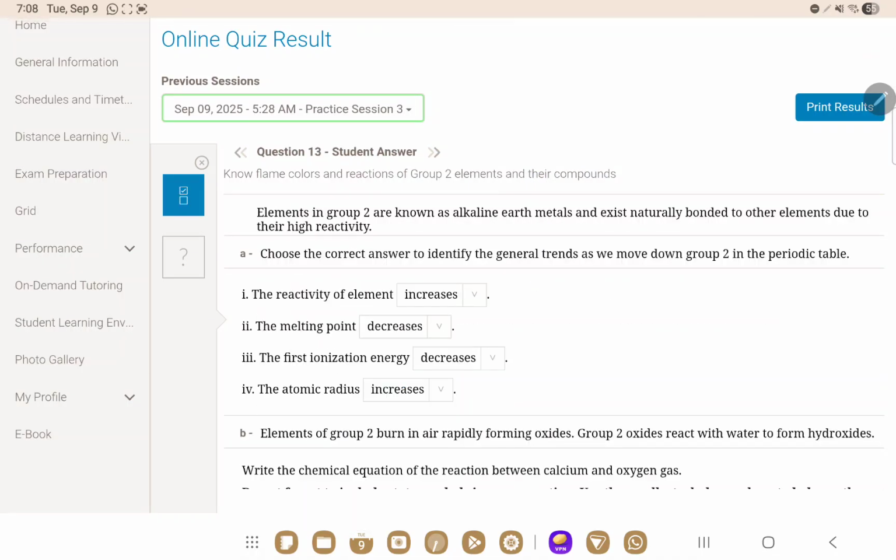Now, question 13 has a small mistake in the end. I'll tell you when we reach it. Elements in group 2 are known as alkaline earth metals, and they exist naturally bonded to each other. Now, as you go down, the reactivity, we said, increases, the melting point decreases, the first ionization energy decreases, and atomic radius increases. I already mentioned all of these.